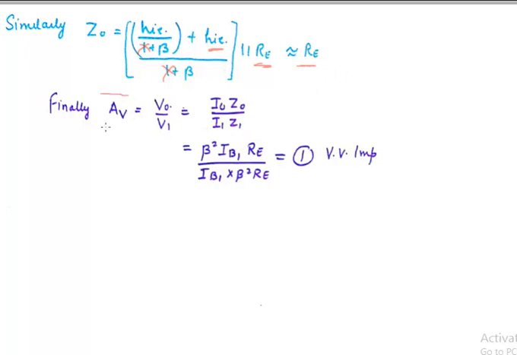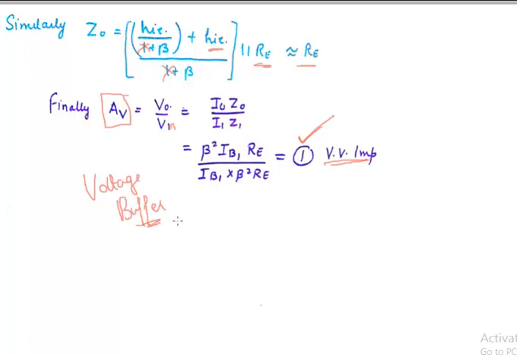And finally, to find the voltage gain, which is the ratio of V0 upon V input, so V0 is I0 into Z0, V in is II into Zi. So substituting the values, you'll get the answer to be equivalent to 1. And this is a very important result, that Darlington pair is used as a voltage buffer also. So it does not provide us any voltage gain, however the current gain is humongous.